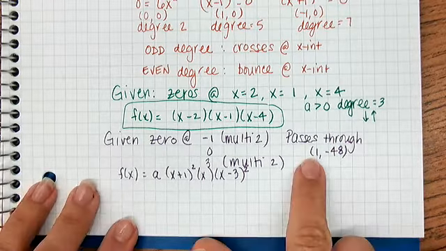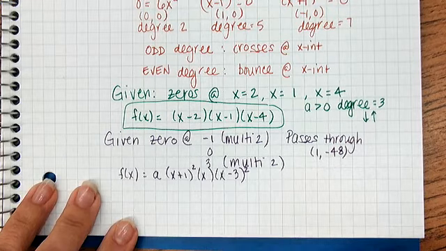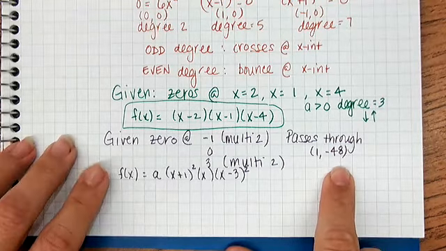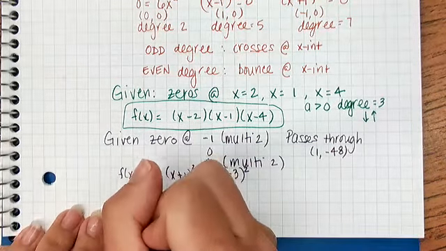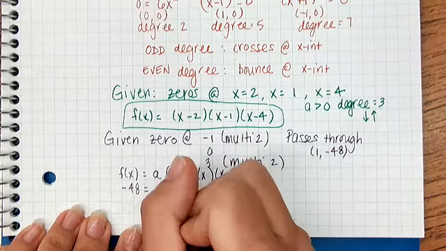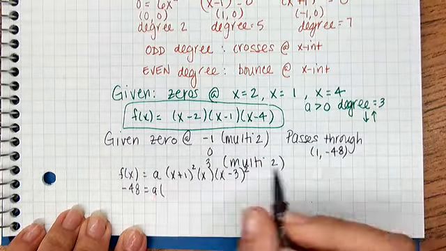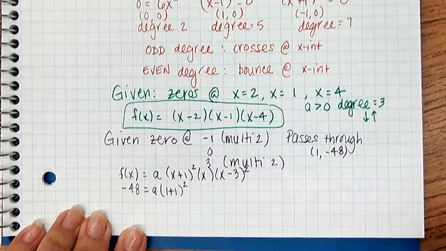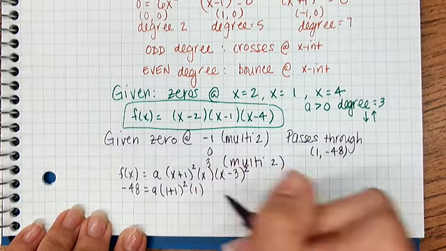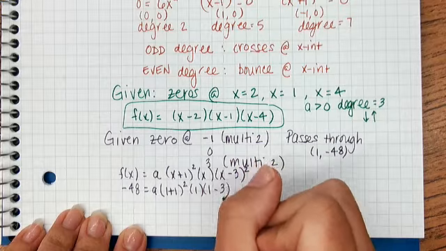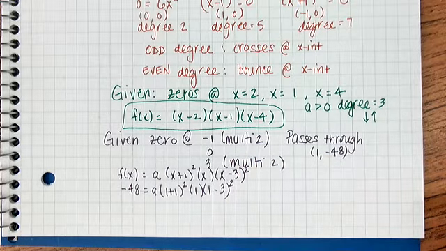But now I know that when x is 1, y is -48. So y, f of x, same thing. So this is going to be -48 equals a times 1 plus 1 squared times 1 minus 3 squared.